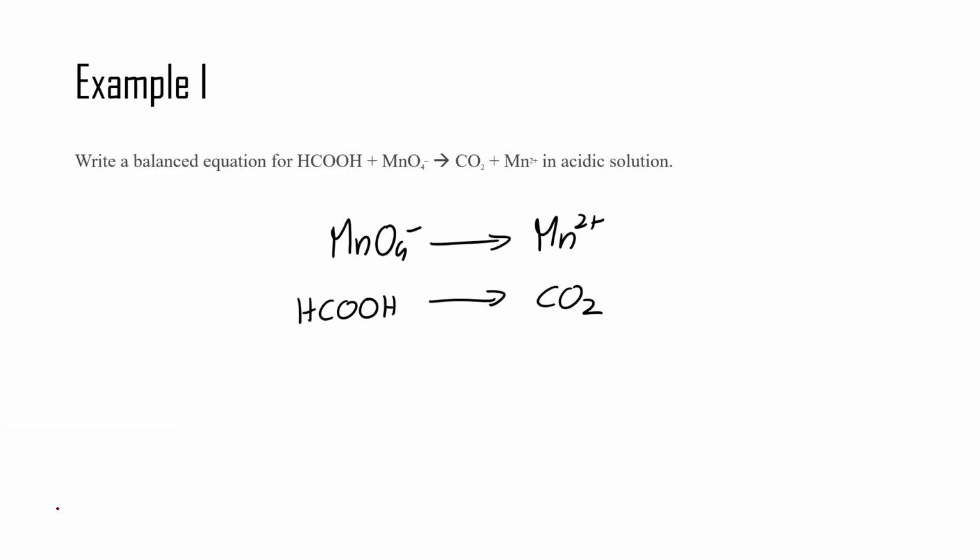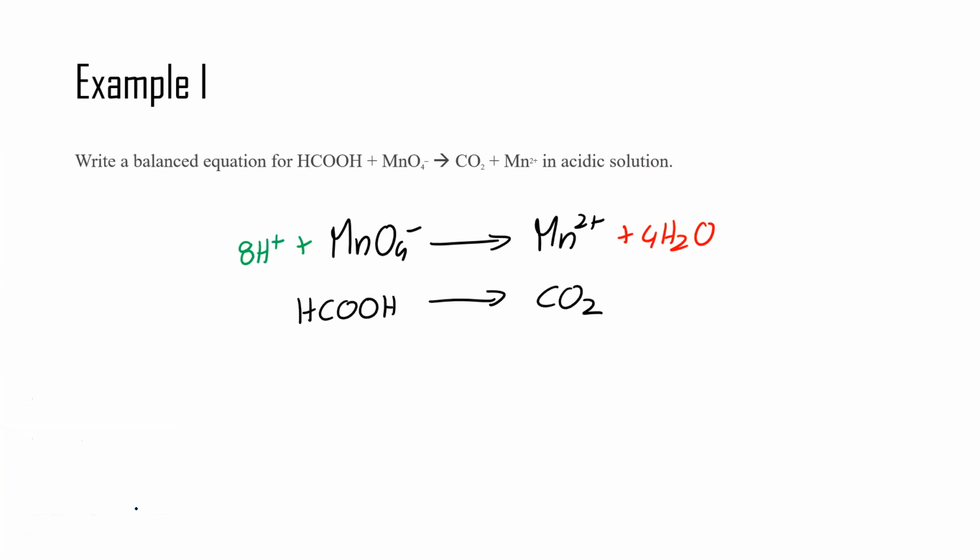Are the atoms balanced in the first reaction? For manganese, you have one of each. So then we look at the oxygens. So we need to add 4H2O. Once we add the 4H2O, we realize the hydrogens aren't balanced anymore. So we need to add 8H+. Once we add the 8H+, then we need to add the electrons.